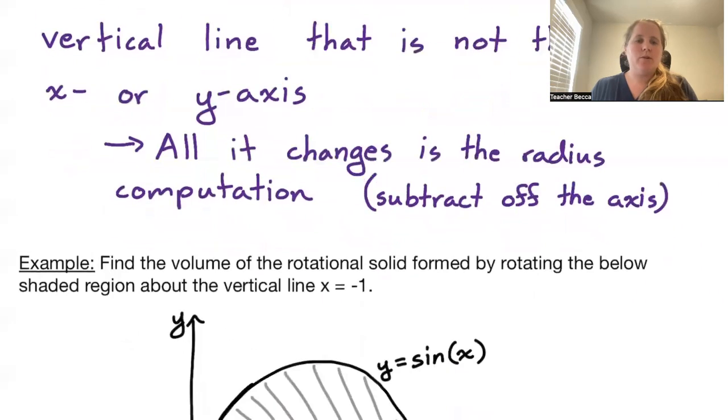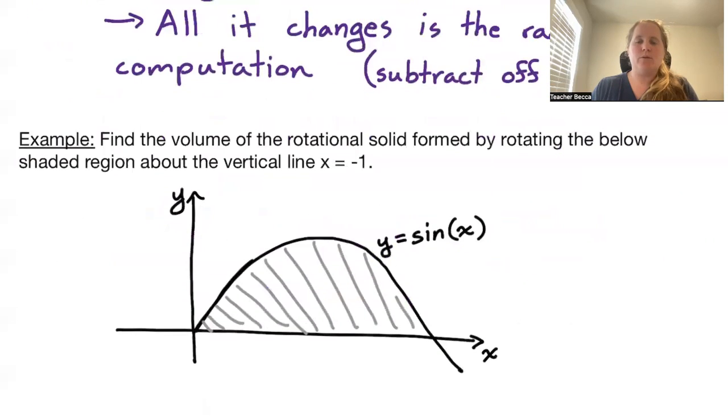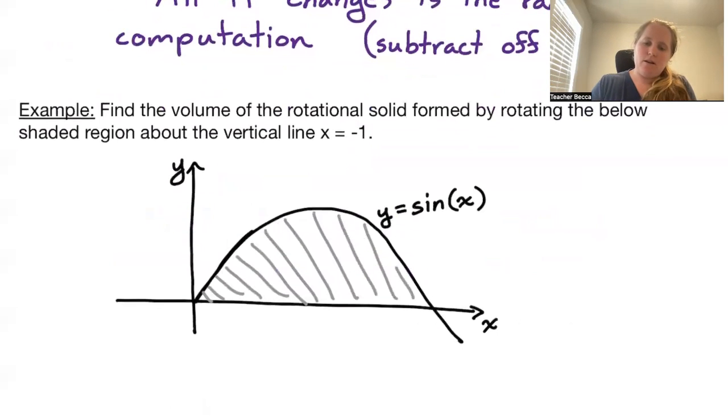So for example, let's go ahead and find the volume of the rotational solid formed by rotating the below shaded region about the vertical line x equals -1. The shaded region we are working with is the region above the x-axis below y equals sine of x, just that first region, so looking from x equals 0 to x equals pi. So we are going to be rotating around the line x equals -1.